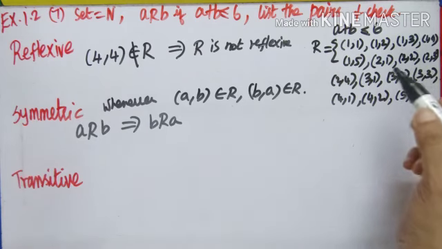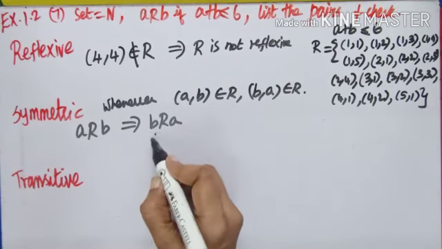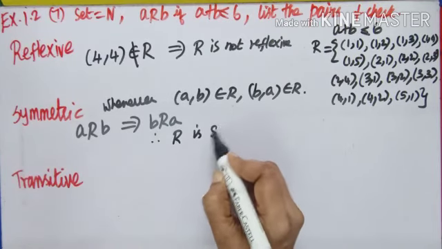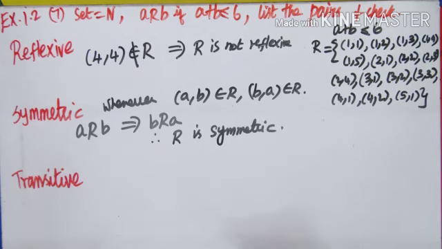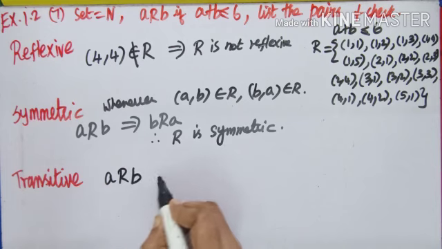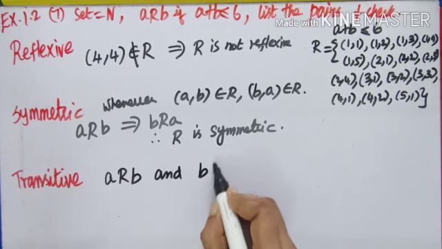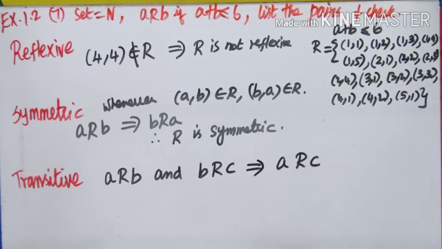This is, obviously I can say it is true from R. Therefore, R is symmetric. What about transitive? Transitive, what I want to show? A related to B and B related to C implies A related to C.